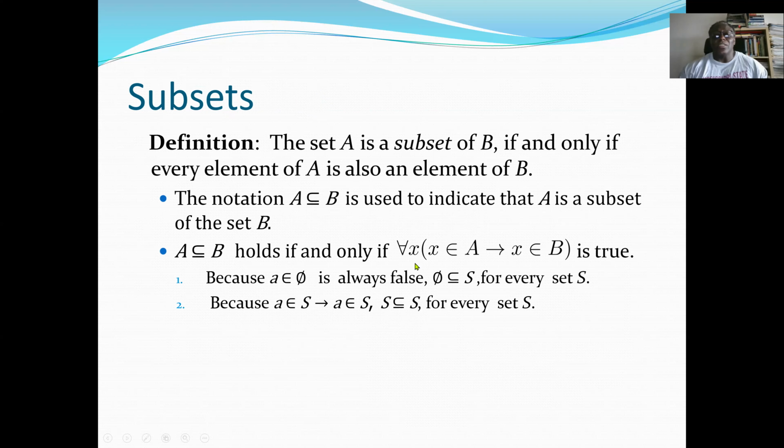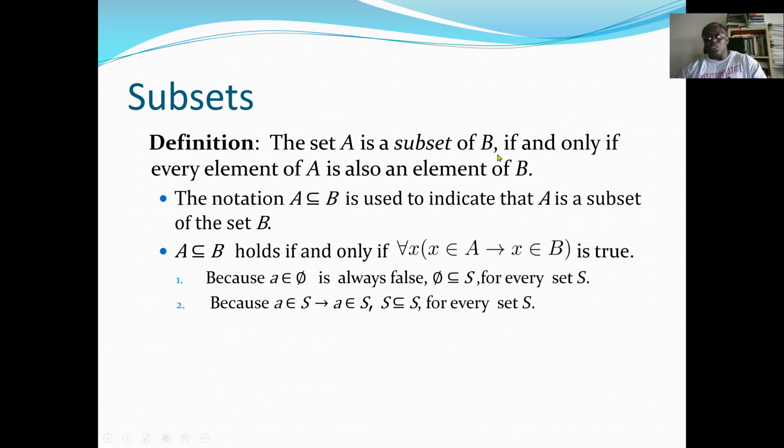Next, we talk about a subset. A set A is a subset of B if and only if every element of A is also an element of B. So if we say A is a subset of B, it means all the elements in set A are also in B, including other items. So that's why it's a subset. The notation is more like a C with a slash. The notation A ⊆ B is used to indicate that A is a subset of the set B.